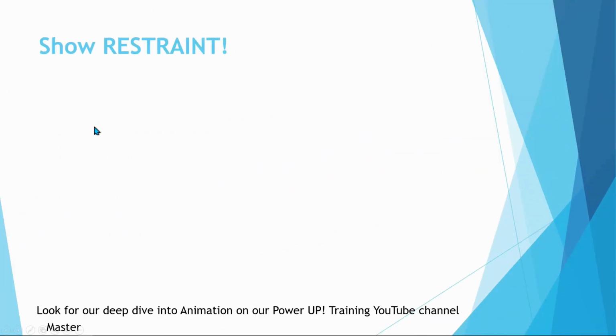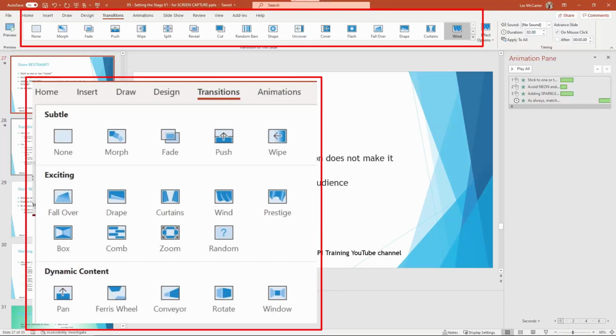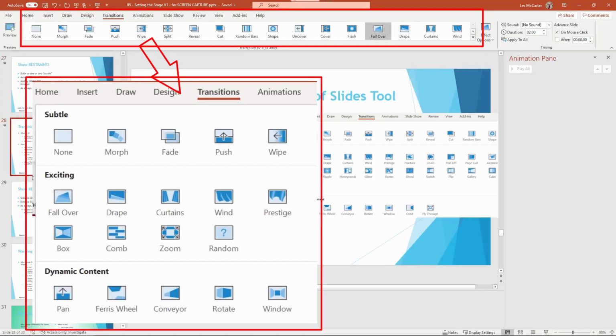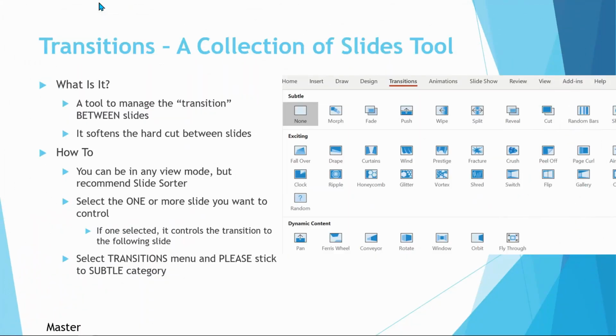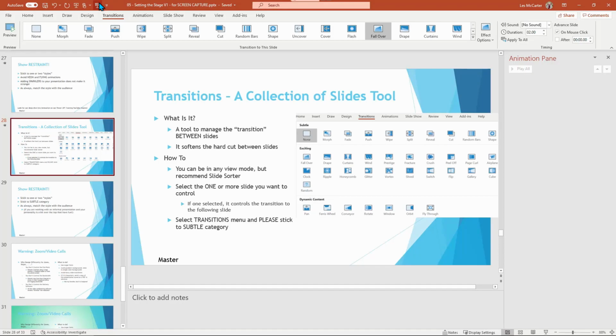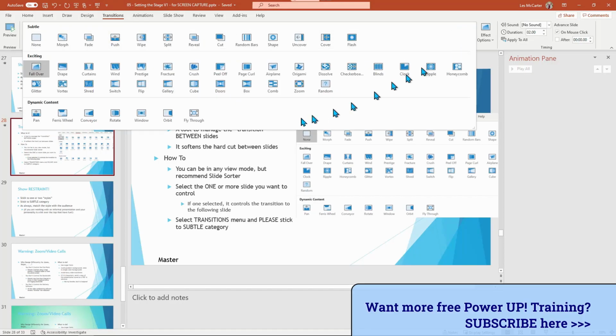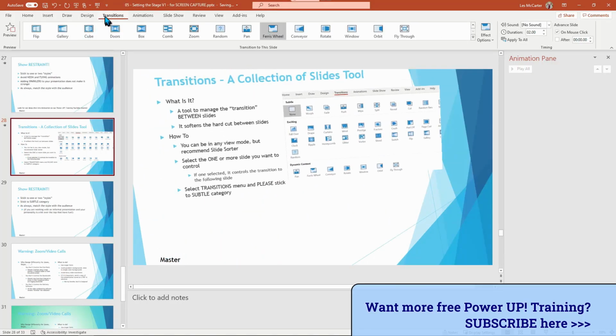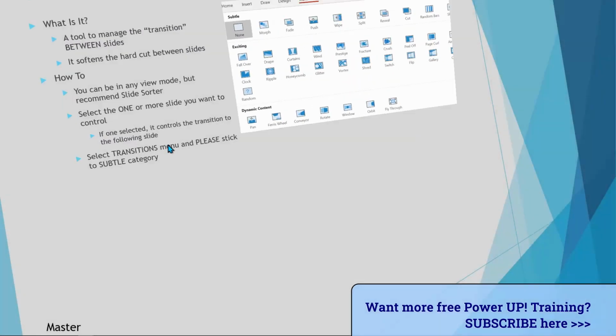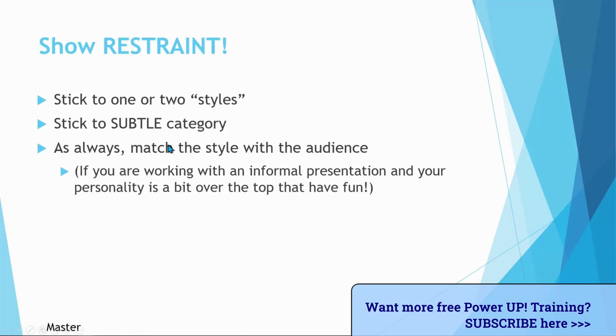Transitions. And of course, I'll be preaching restraint on transitions. In fact, if you look at the drop-down box for transitions, you will see the categories of subtle, exciting, and dynamic content. Stick to subtle. The other ones can be over the top, like Ferris wheel, which makes me dizzy.